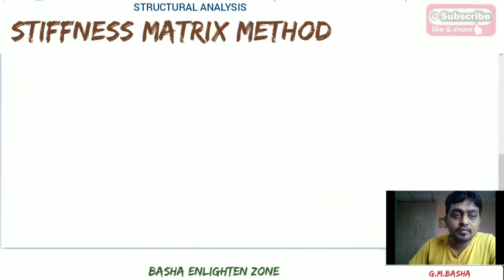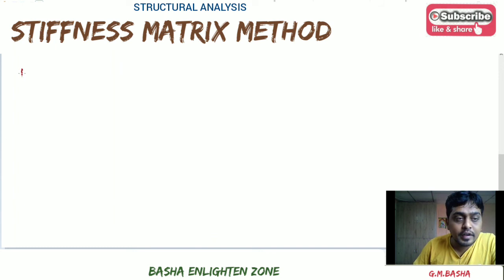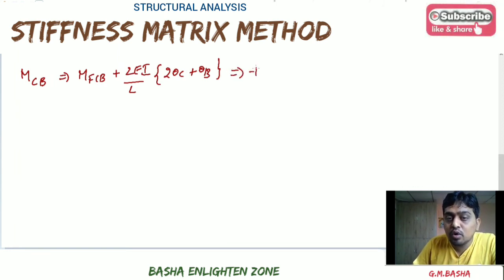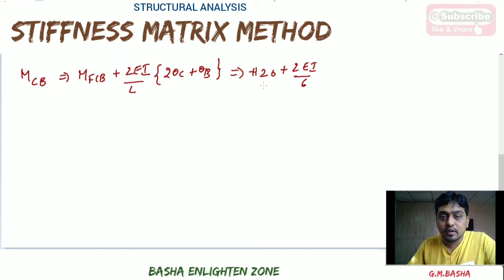Then move to the next point. Final moment for CB means we are talking about the joint C. So fixed moment CB plus 2EI by length of the span CB into 2 theta C plus theta B. So already you people know what the fixed moment CB is, that one will be equal to plus 120, plus 2EI by L, 2EI, length of the span CB will be equal to 6. Here this will be plus 120.